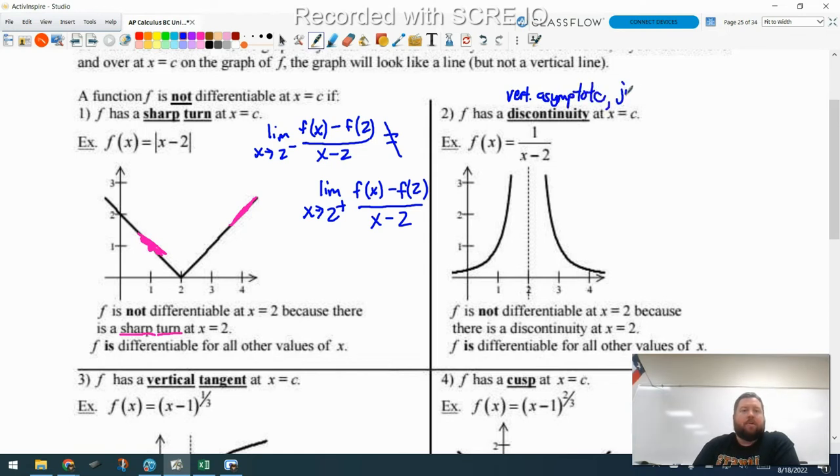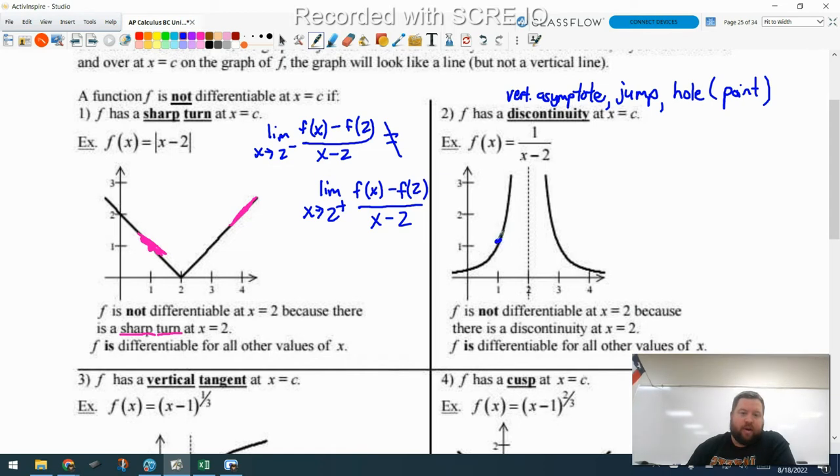But we also learned about a jump. We also learned about a hole or a point discontinuity. Any of those discontinuities that we've learned about, if it's not continuous, it can't be differentiable.